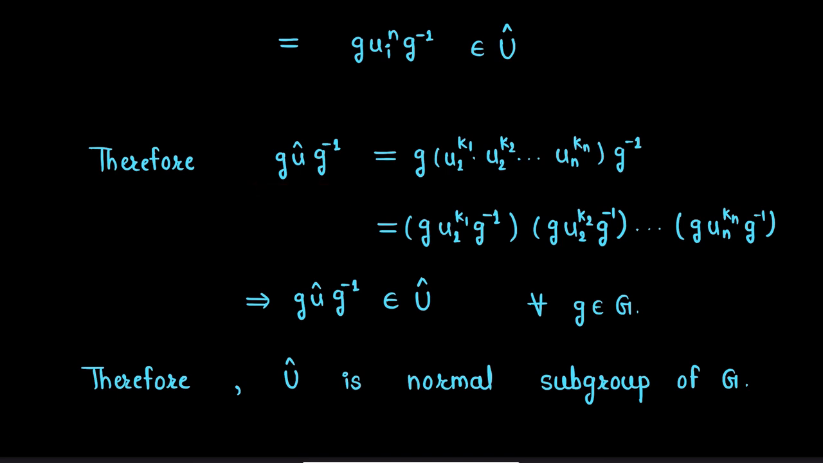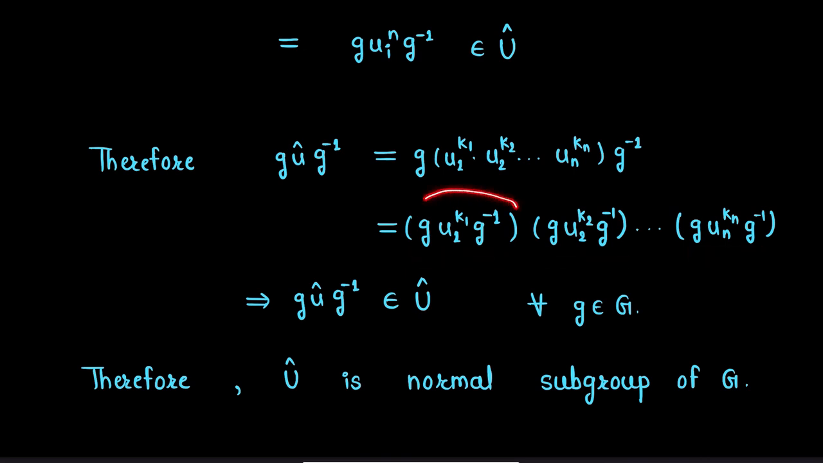and therefore we have G U cap G inverse will be equal to G U1 K1 U2 K2 up to so on UN Kn G inverse. We have just replaced this U cap by this product. Now again this can be written as, if we consider the identity, this identity can be replaced by G inverse G everywhere. So this G U cap G inverse can be written as G U1 K1 G inverse, G U2 K2 G inverse, up to G UN Kn G inverse.